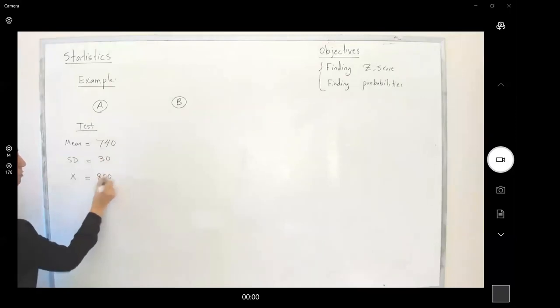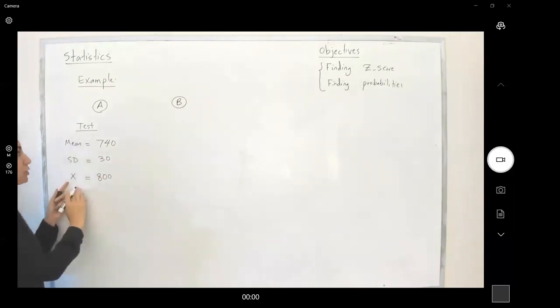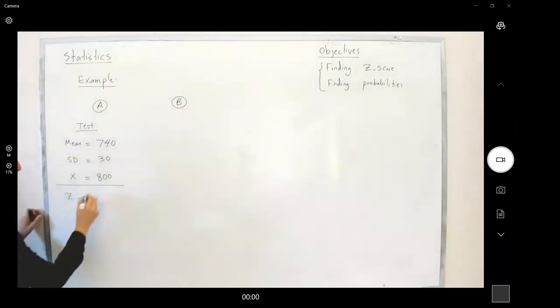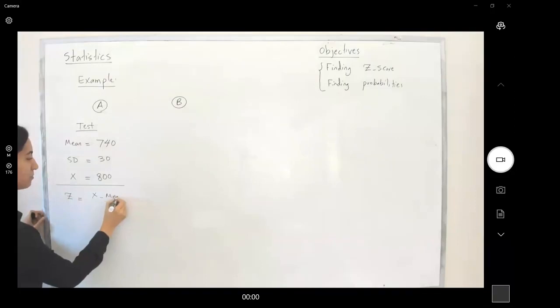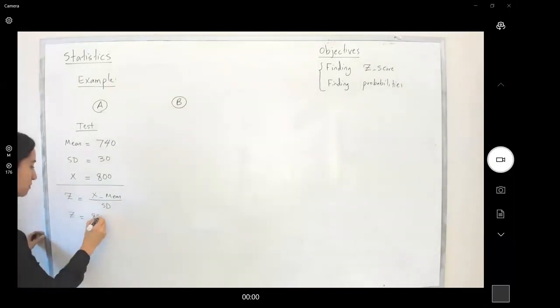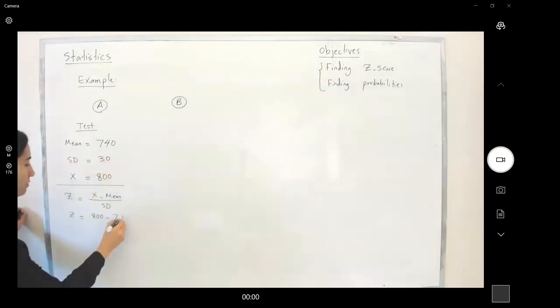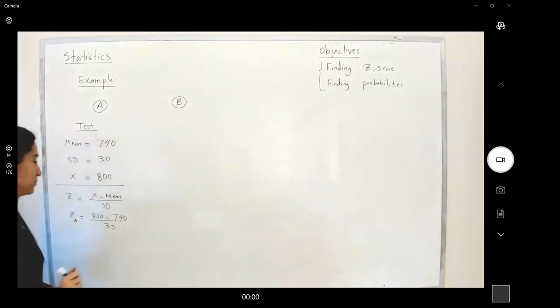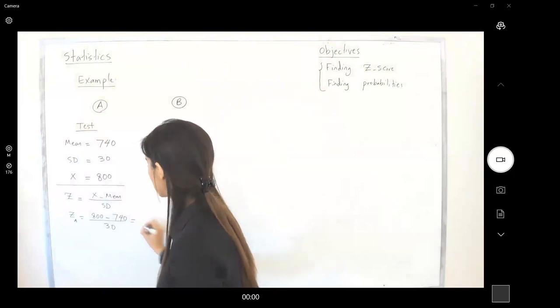Well, since we have X value and we want to compare the first candidate to the second candidate, we're going to find z-score. The z-score follows this formula, x minus the mean divided by standard deviation. So z-score is x, which is 800, minus the mean 740, divided by 30. Let us put an index here, z sub a. It means that you're working with candidate A. We need to calculate this number.